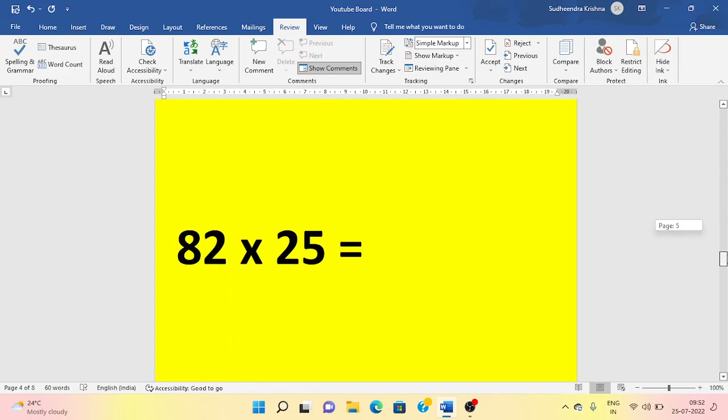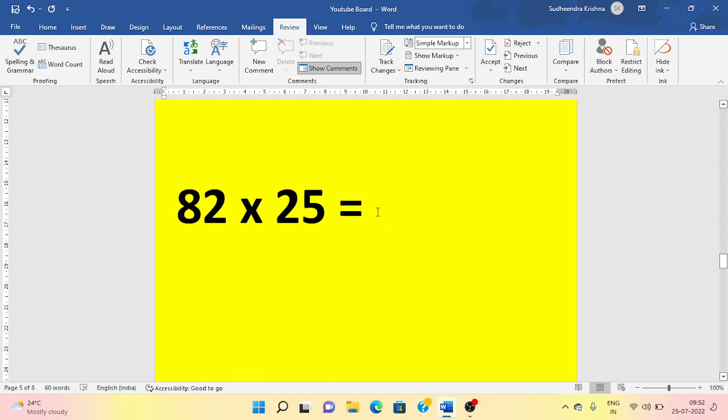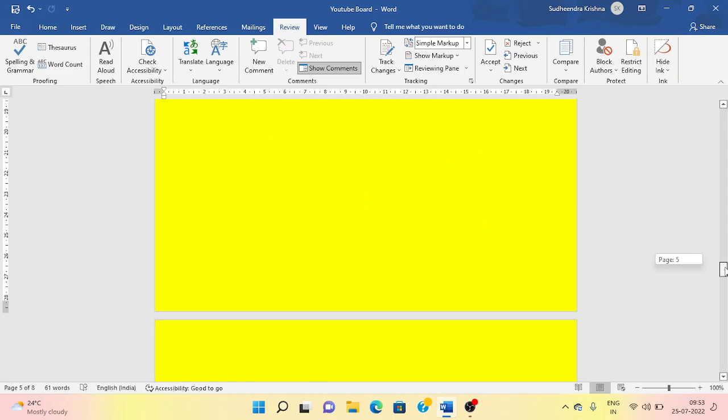Now let us take another example, 82 into 25. First multiply 82 with 5. When you multiply 82 with 5, you will get 410. Now you multiply this 410 again with 5. Half of 41 is 205, and with the 0 you get 2050. So this is the required answer. 82 into 25 is equal to 2050.